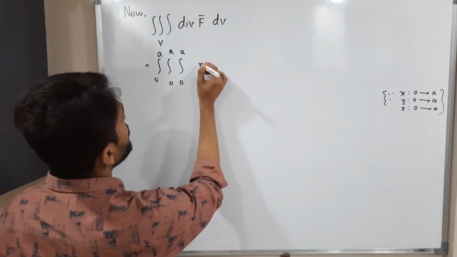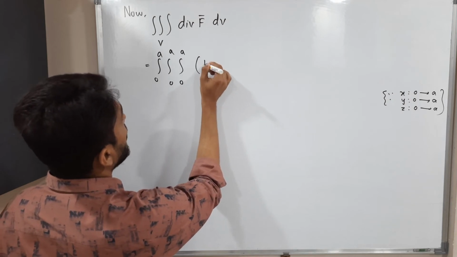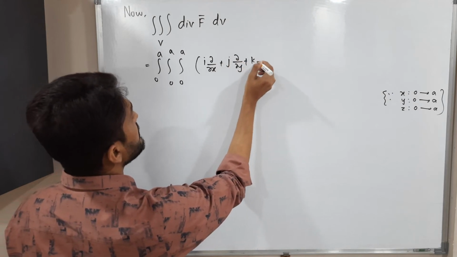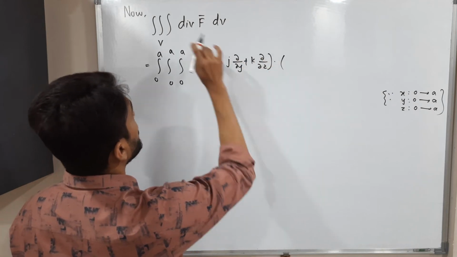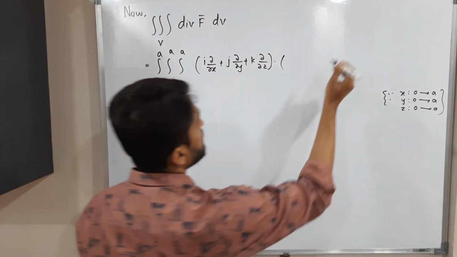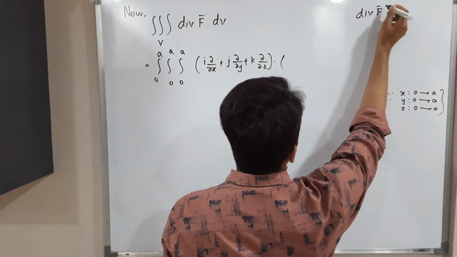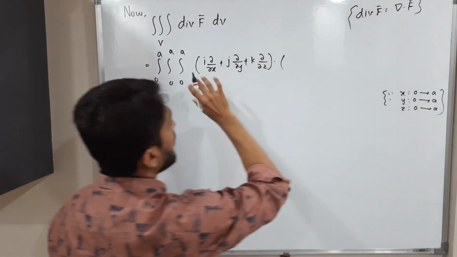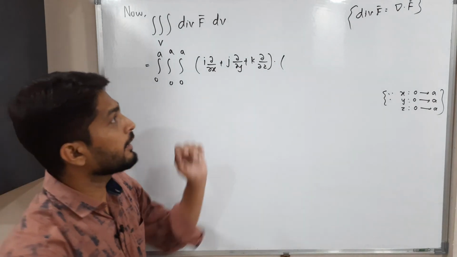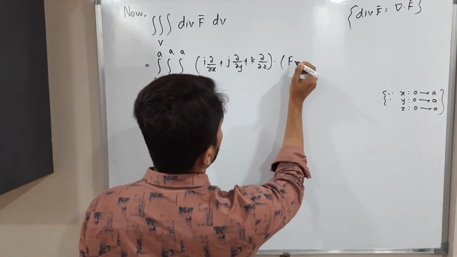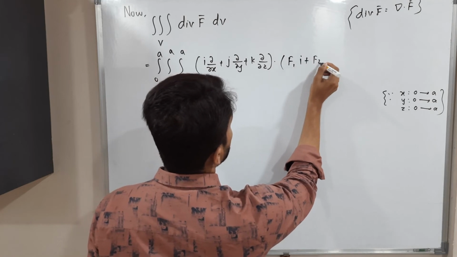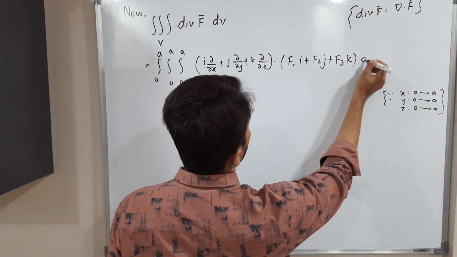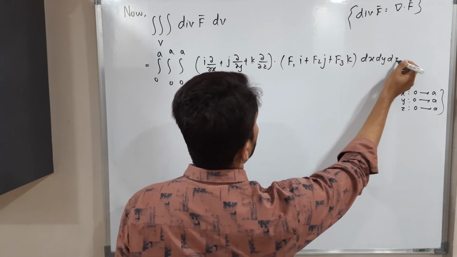Divergence means del dot, that means i ∂/∂x plus j ∂/∂y plus k ∂/∂z dot. Divergence means what? Del dot f bar. Let me mention here, divergence of f bar, which is del dot f bar. So I wrote the value of del here, and f bar, in the problem statement they have clearly mentioned, is f1 i plus f2 j plus f3 k, and dV. So I should write dx dy dz.